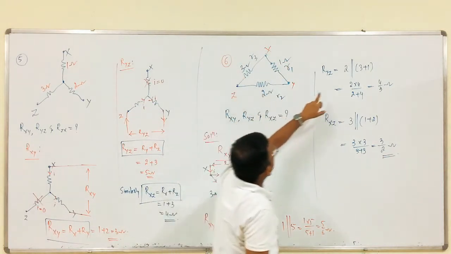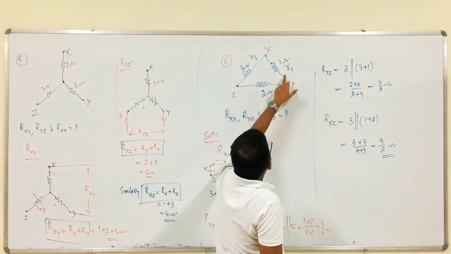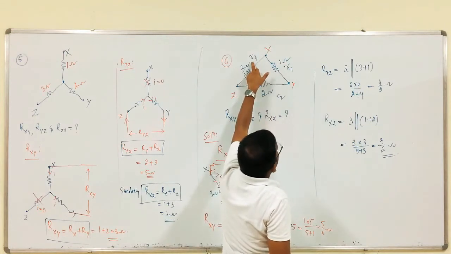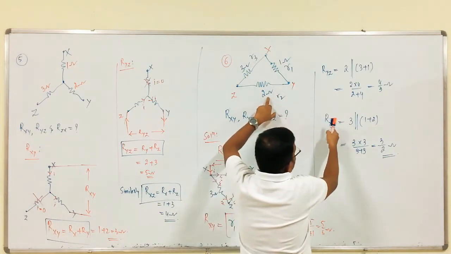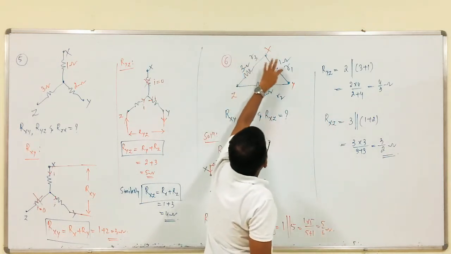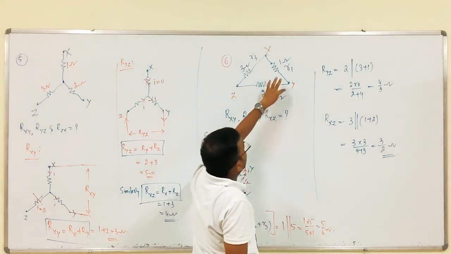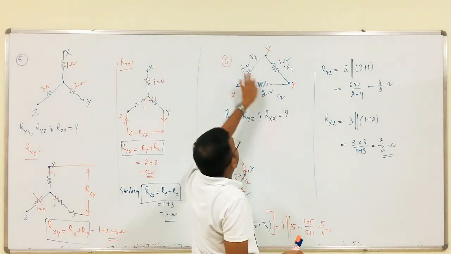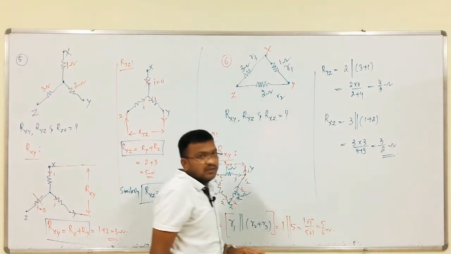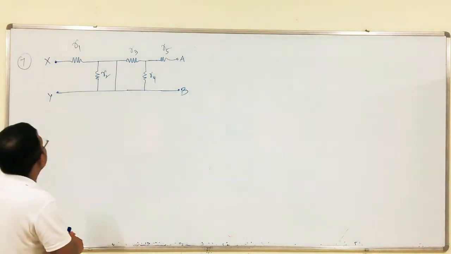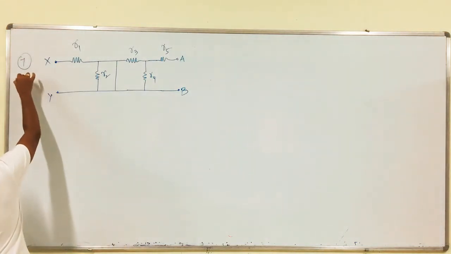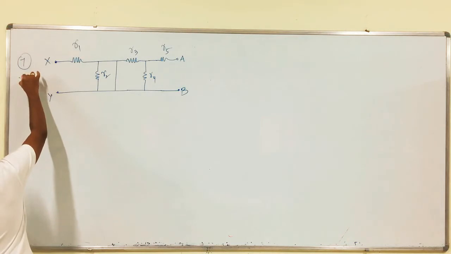Like that, for R y z, between these two R1, R3 are in series, which is parallel with R2, 2. Like that, R x z is nothing but what? Between these two R1, R2 are in series, and the R1, R2 combination is parallel with R3, that is it, 3 by 2 ohms. Next problem is this one. This is a very, very important problem.